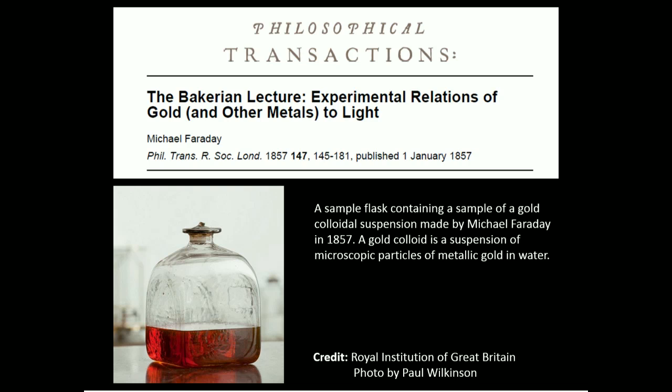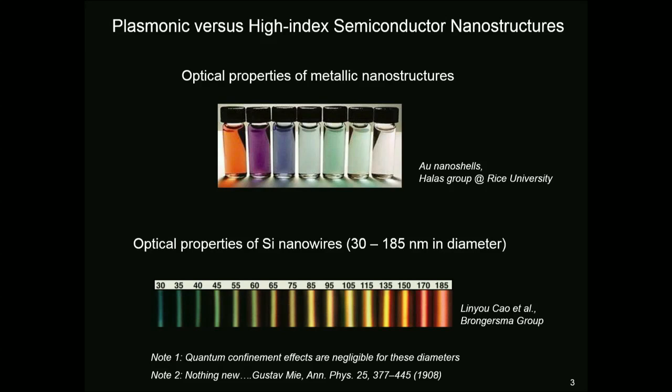Now, interestingly enough, people have gotten much better over time, and here are examples of colloidal suspensions of different types of gold nanoshells, where the geometry of the shell and the size and the shape can be tuned to get very strong light absorption all across the visible spectrum and beyond in the infrared and mid-infrared.